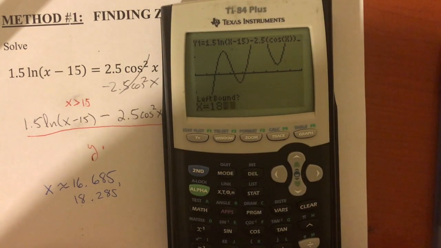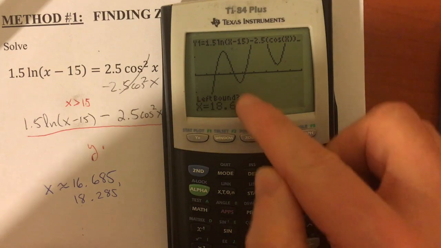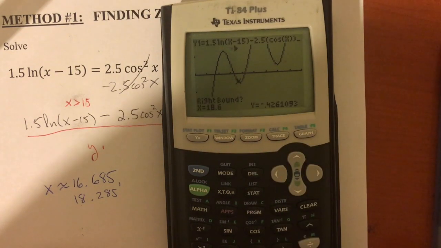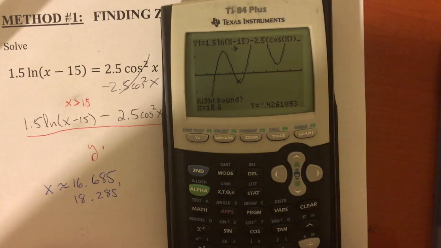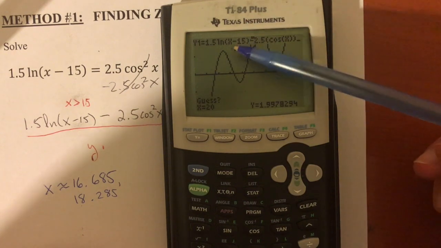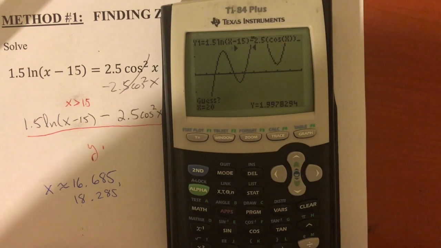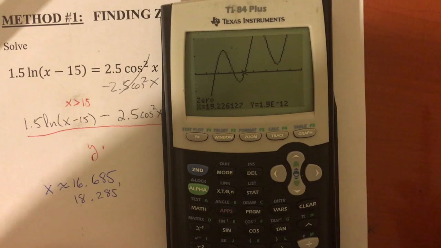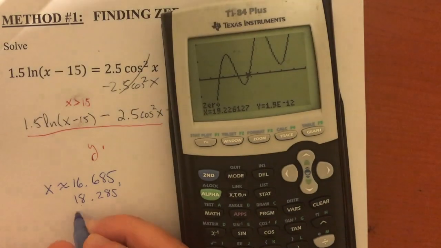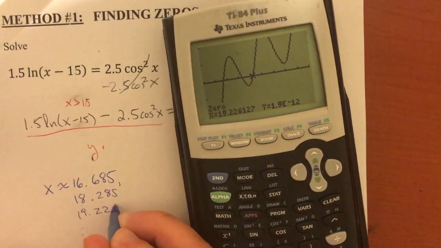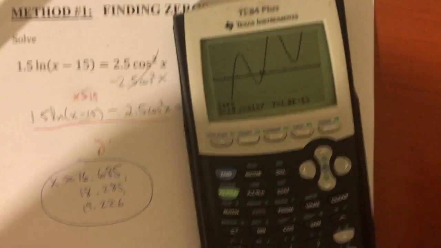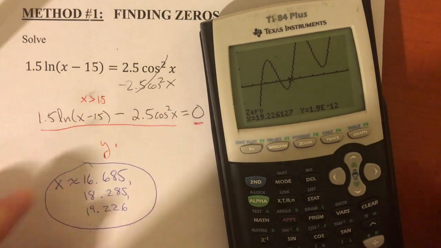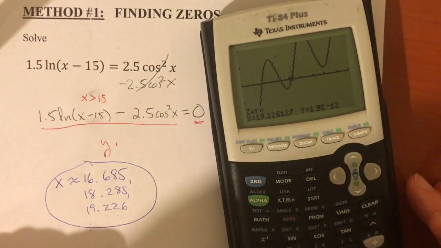So I could type 18.6, is certainly to the left of that 0. It looks like it's a little bit more than 19. My right bound, you can even just say 20. It's definitely somewhere between 18.6 and 20. So hit enter, 19.226. And there we go. 3 solutions, good to go. I don't think you want to try to solve that one algebraically, but there you go.